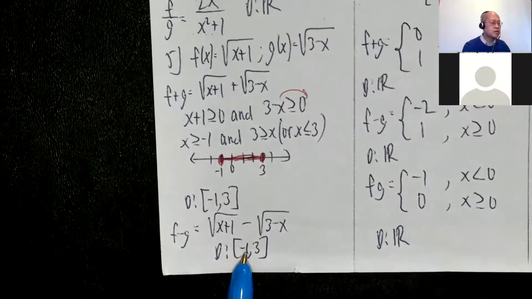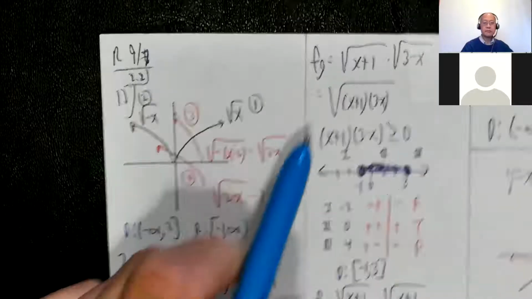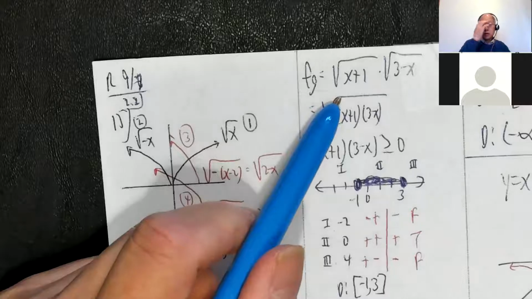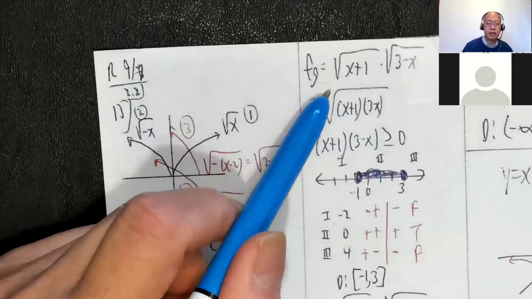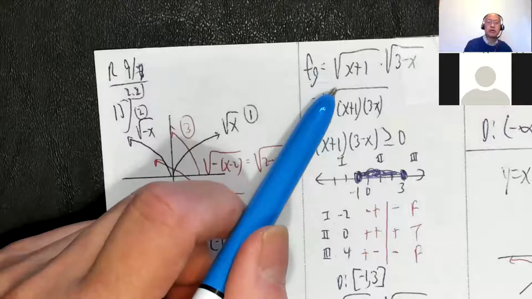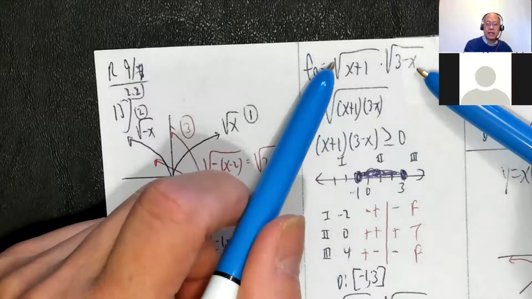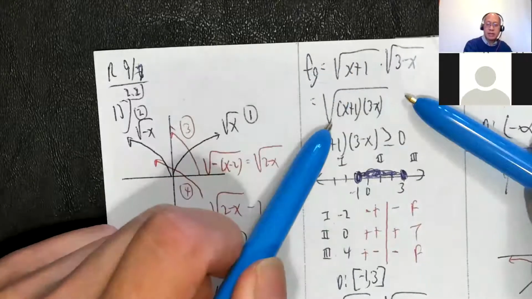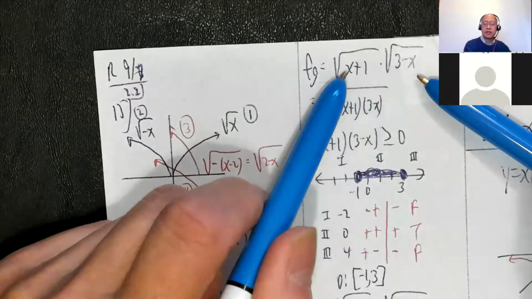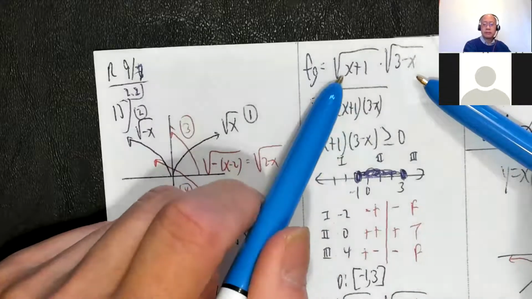How about f times g? You multiply them. Now, we do have a property of radicals that you can multiply the radicals. So it is okay to say radical this times this, square root of x plus 1 times 3 minus x, provided both of these are greater than or equal to 0.